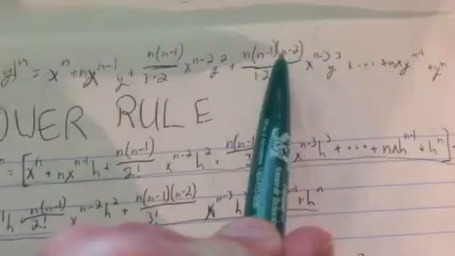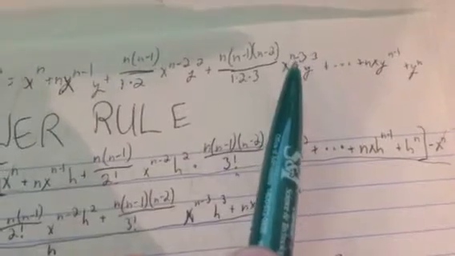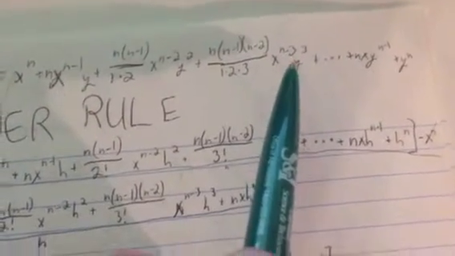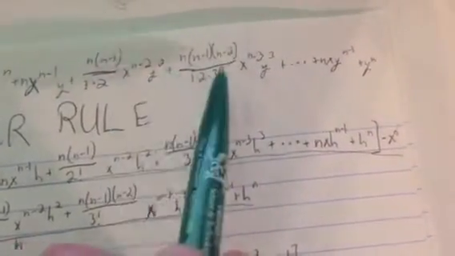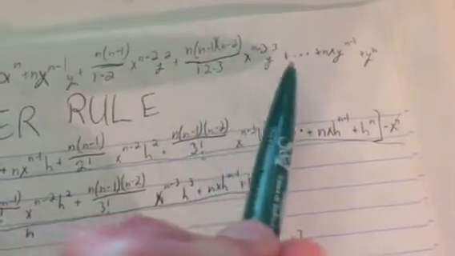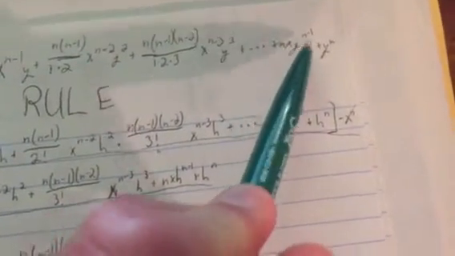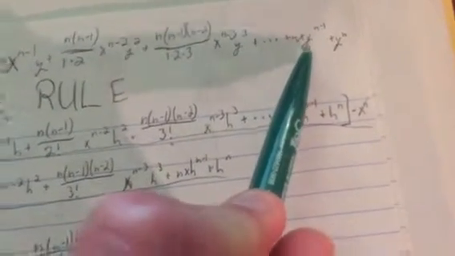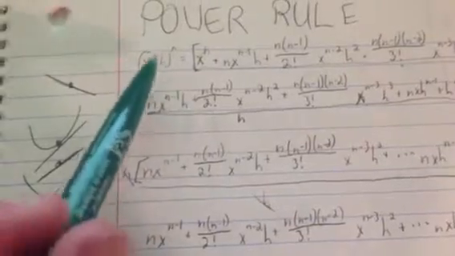So from here to here, it would be n times (n minus 1) times (n minus 2) over 3 factorial times x to the n minus 3 times y to the third. Now this repeats itself for whatever degree n is, and that's what this dot dot dot is representing. And then it ends with n times x times y to the n minus 1 plus y to the n.